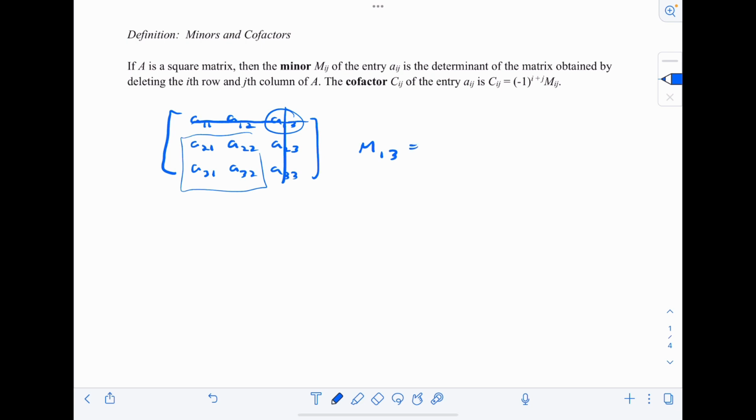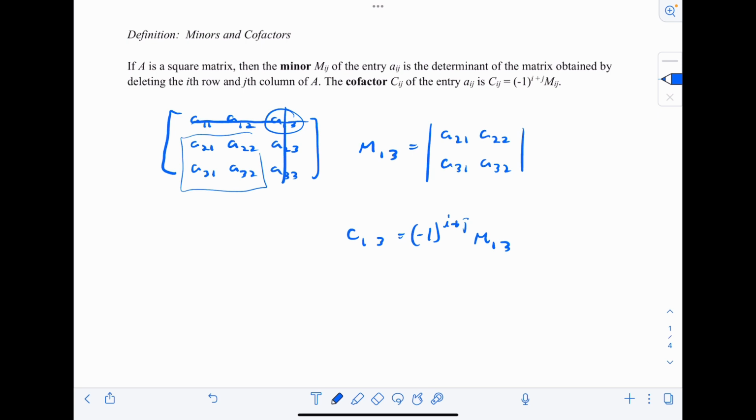So I'm really just finding the determinant of A21, A22, A31, and A32. That's the minor. That's all it is. You take the entry that you're interested in, you cross off the row and the column, you find the determinant of what is left. For the cofactor, we then take negative 1 to the power of i plus j, and then times that minor that we just found, okay?